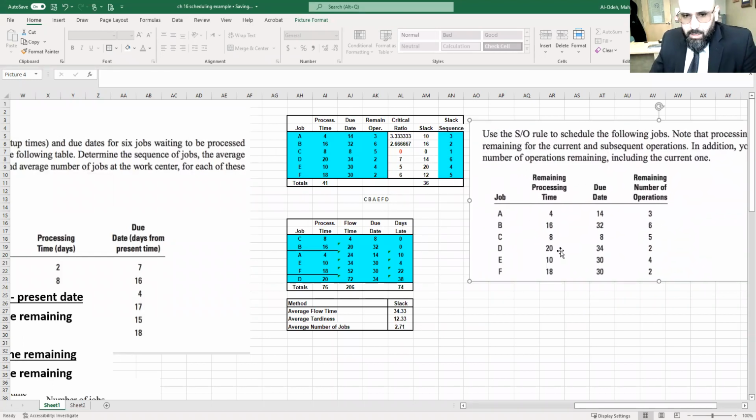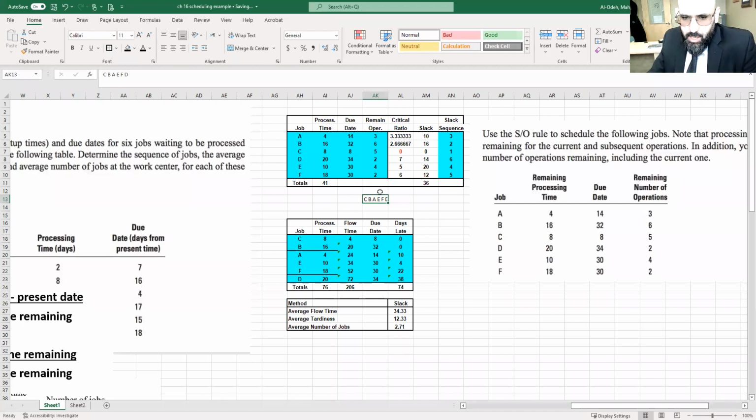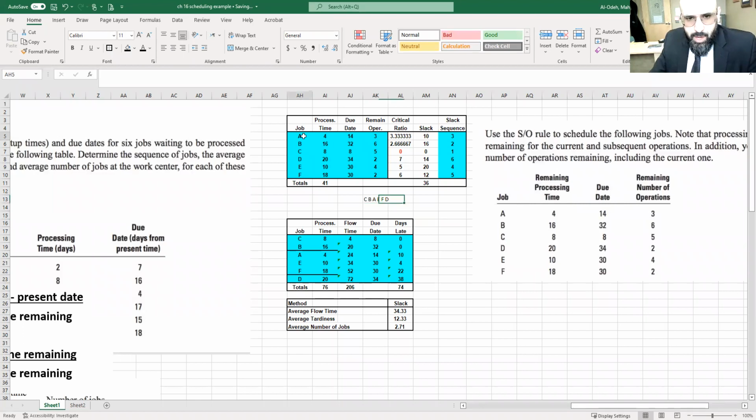And now let's take a look at how we could create the sequence. The target for us is we need to come up with this sequence right here. As you see, that's the answer. The sequence should be C, B, A, E, F, and D. All right, but let's see how we could find that sequence. Okay, we have each of these jobs with a processing time, due date, and remaining operations, the number of operations that we need.